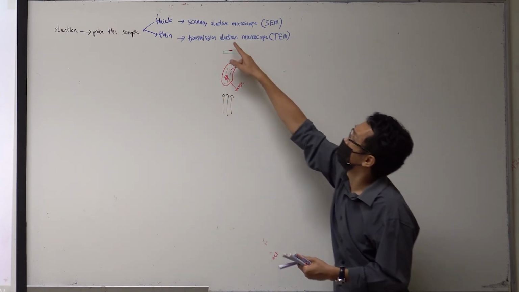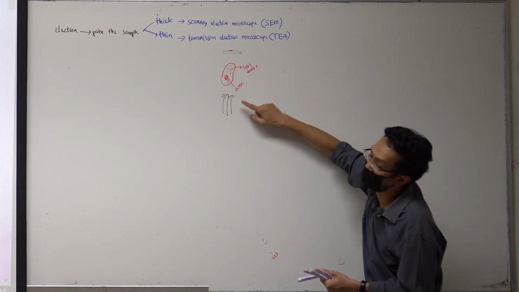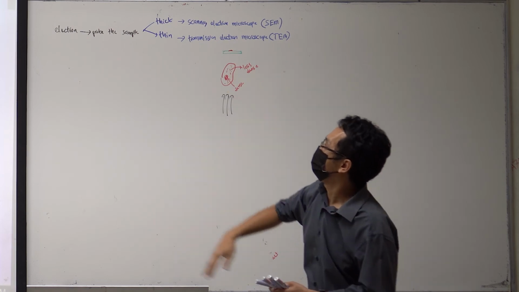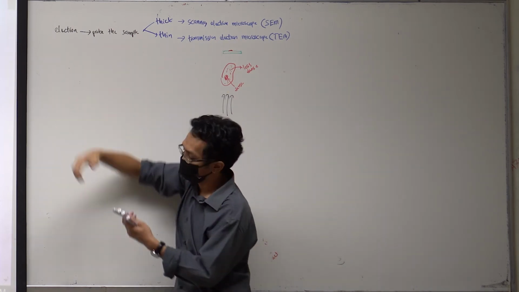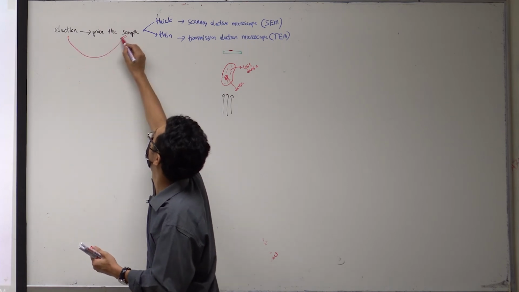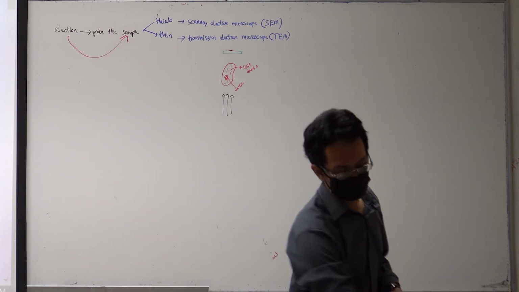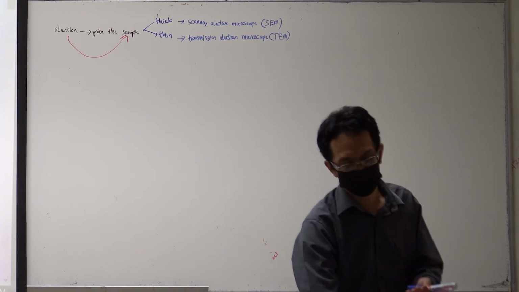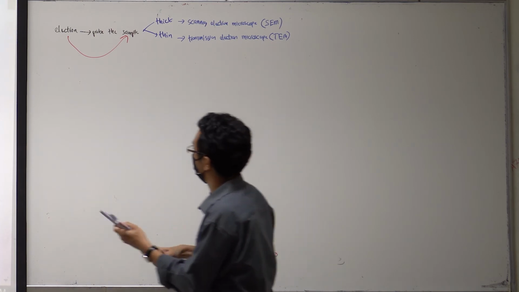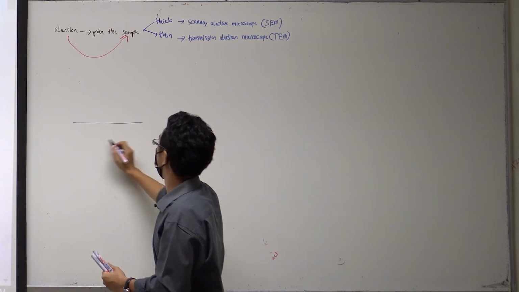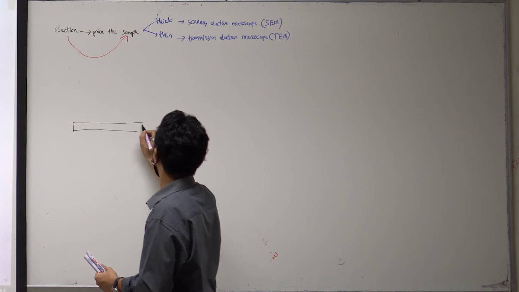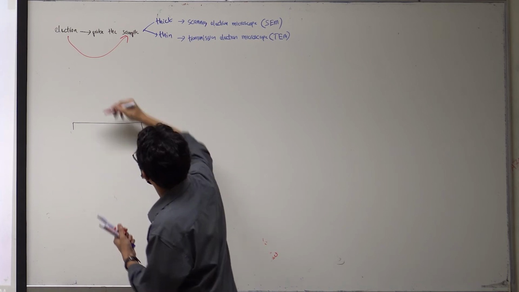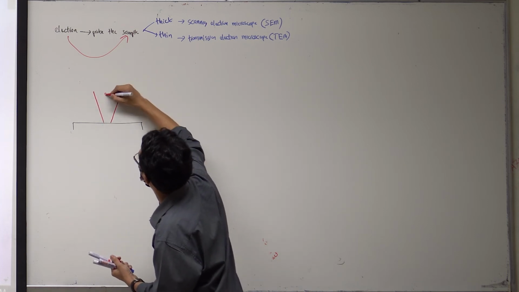The same idea applies to the TEM, but instead of using light, you use electrons. But before we talk about the TEM, let's talk about what happens when the electron hits the sample. A lot of things happen when an electron hits a sample or material. Let's say you have this sample, and you try to beam the electron.